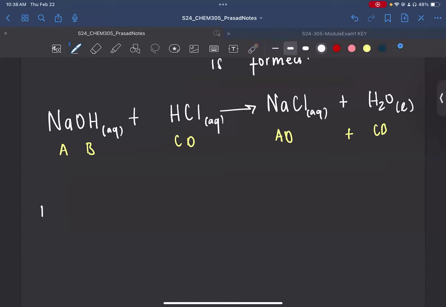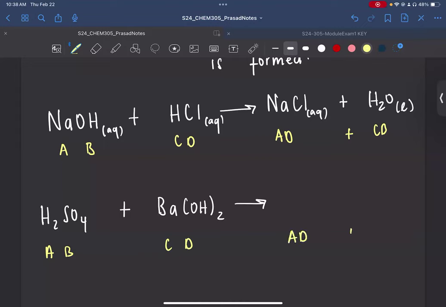Let's do H2SO4 plus Ba(OH)2. Labeling our reactants as AB plus CD, we know that the double displacement ends up with AD plus CB. Matching the formula, we get HOH and BaSO4. Check to make sure that the charges make sense.